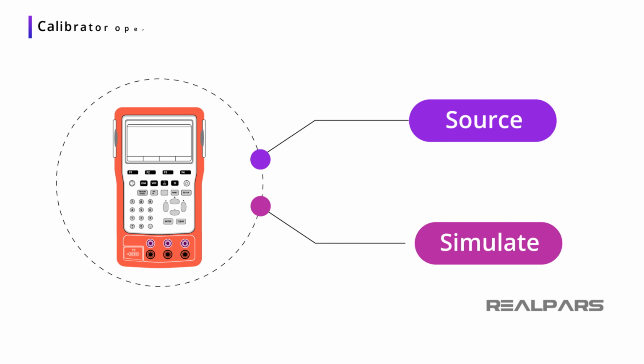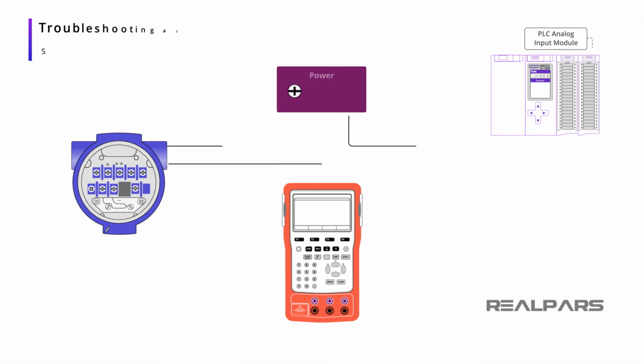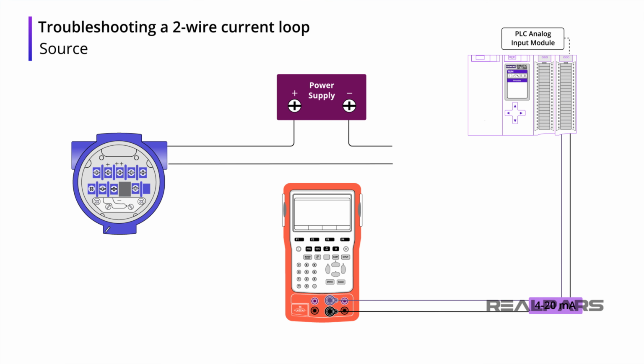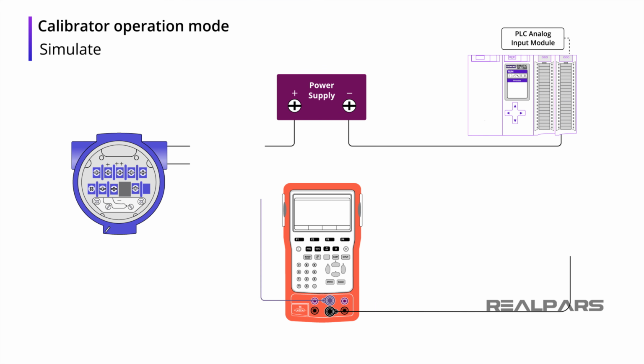Source and simulate are 2 terms commonly used by calibrator vendors to describe modes of operation. In source mode, the calibrator generates calibrated signals for testing and calibrating process instruments. In simulate mode, the calibrator replaces or simulates a transmitter in a 2-wire loop configuration.